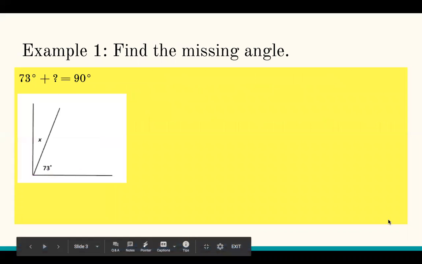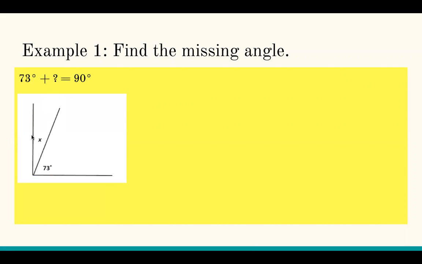So let's try an example together. Here, we're going to try to find the missing angle. So here I have my perfect right angle. As you can see, this is a 90-degree angle. So we're trying to find the missing angle. So when I add 73 degrees, so this angle is part of that 90, when I add that to x, it should equal 90 degrees, right? But I want to find what is x. What is that missing angle equal to? So I have my addition set up where I'm thinking, okay, 73 plus this angle is going to equal 90, but what is that angle?